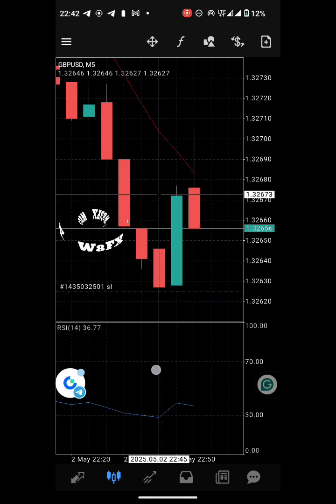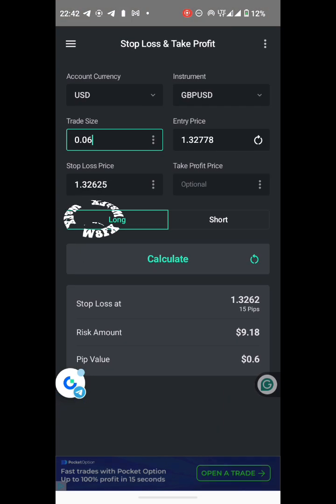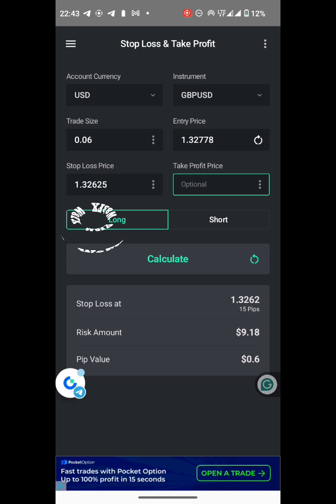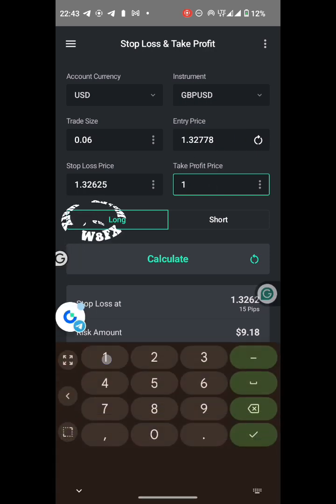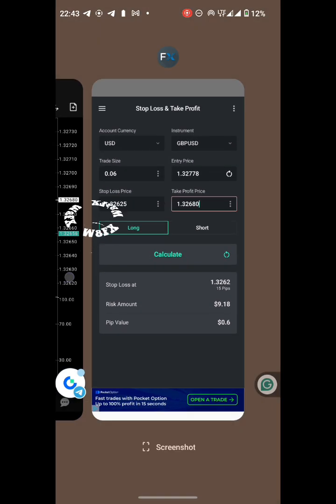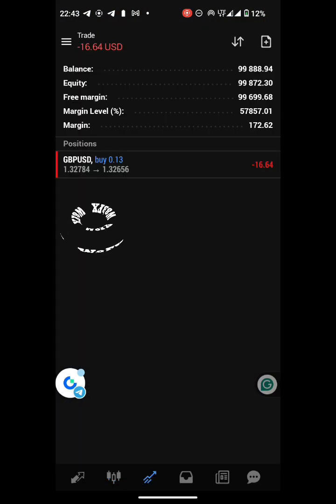Let's say the first TP is here, 1.32680. Here select price 1.32680. Click. Wait. There's something wrong somewhere. Our entry price is this.